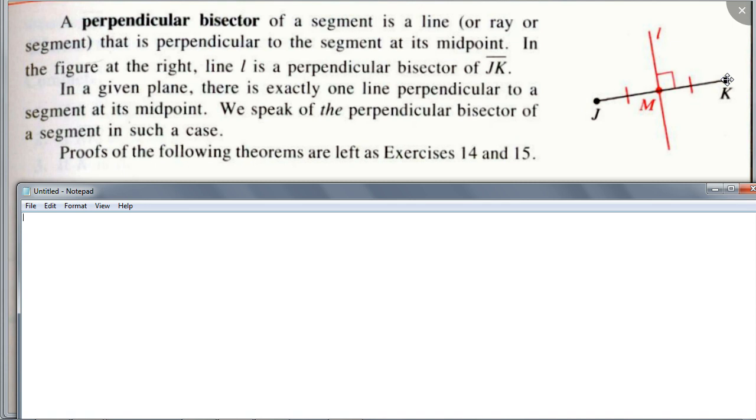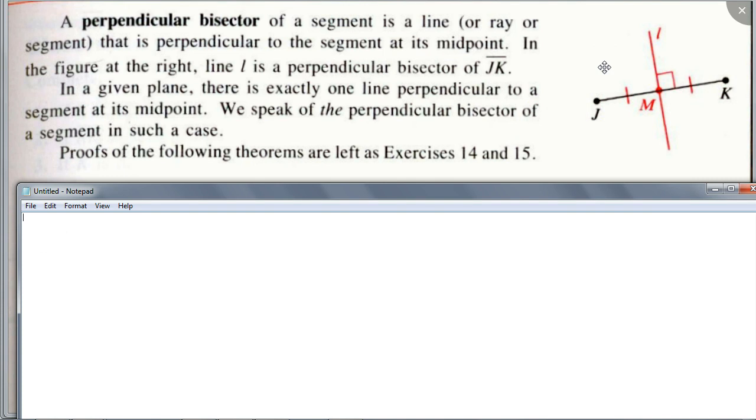That is a perpendicular bisector, because JK cannot bisect a line, right? Can a line be bisected? No, a line goes on forever, right, in both directions. So JK is the segment that line L is bisecting. Do you understand? So please be careful. When I show this picture, people see that, oh, JK is a bisector. No, it's the line L. That's why it's in red also. Does that make sense? Yes.